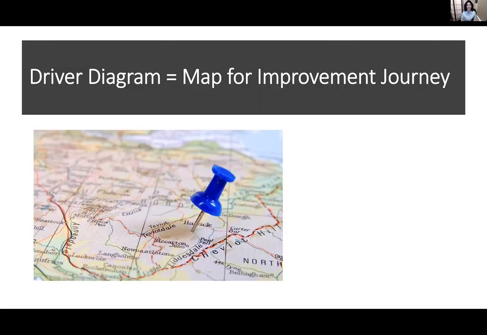So what do we mean by a theory of improvement? It's basically a roadmap that specifies where we're going and how we're going to get there. And the specific tool that we use in improvement science is called a driver diagram, which has an aim or goal and drivers of change. So like this map here, the aim serves as our blue pin for where we want to go, and the drivers serve as our roads or our paths for how we'll get there.